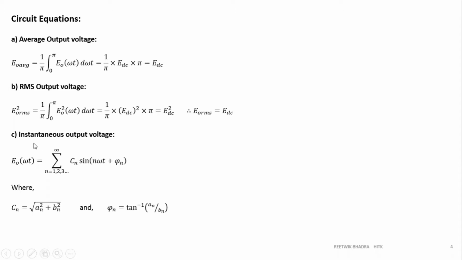Next one we need to find out is the instantaneous output voltages and the harmonic components. So we had written yesterday an equation, V is equal to Vm sin omega t. Okay, so E is equal to Em sin omega t. What is this Em? That is your Cn value and sin omega t. So using Fourier analysis, we will find out Cn, that is root over an square plus bn square, and phi n is equal to tan inverse an by bn.